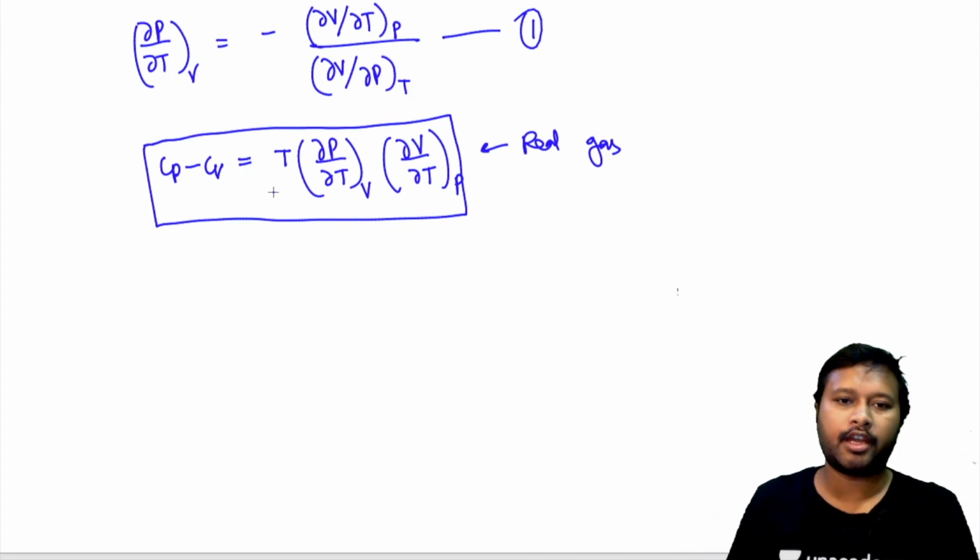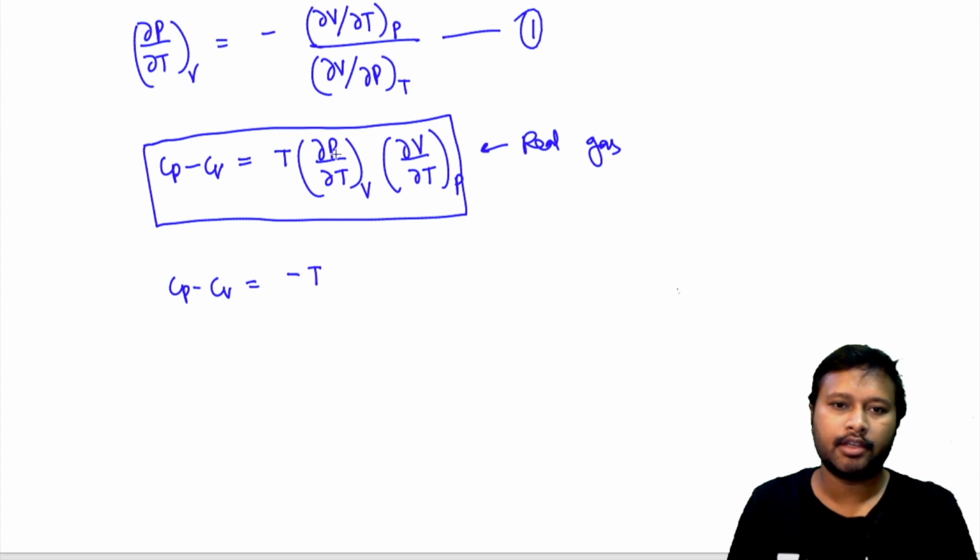Now what we are going to do is just substitute the value of this in this equation. So I am going to get Cp minus Cv is equal to minus T. I am just going to substitute its value. The minus came because of that, and then dV by dT at constant P whole square.